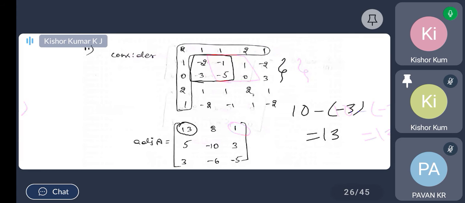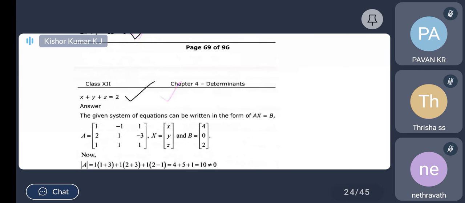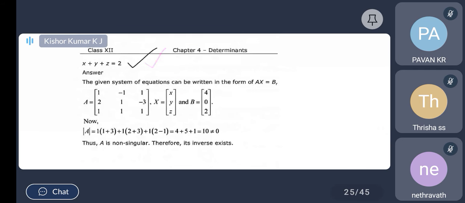Solving equations using matrix. x minus y plus z is equal to 2, x plus z is equal to 0, x plus y plus z is equal to 2. So these are all the 3 equations we have here. Firstly, I am going to consider the given equation in the format of matrix A, matrix X, matrix B.